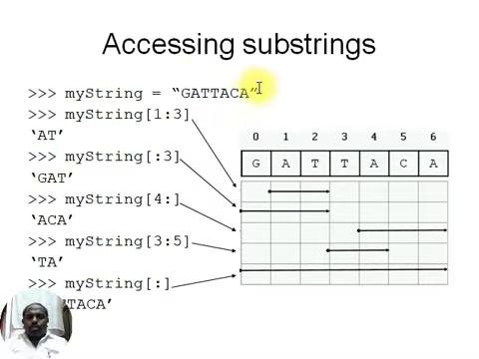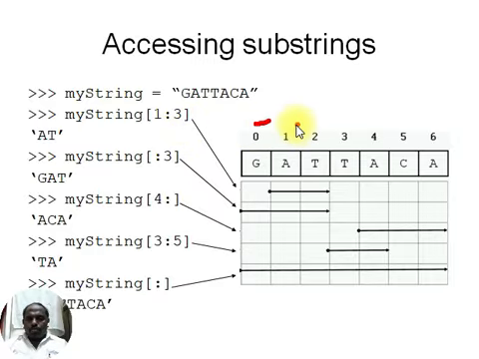Accessing substrings. What does accessing substrings mean? Accessing part of a string. We are going to access some part of the string. That part we call a substring. Here I assign GATTACA to my string. How do you access a substring? Using the slice operator. So this is the slice operator. Here I put 1 and 3. So it starts with 1 and ends before the character 3.